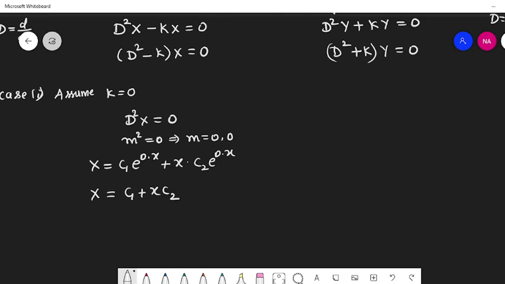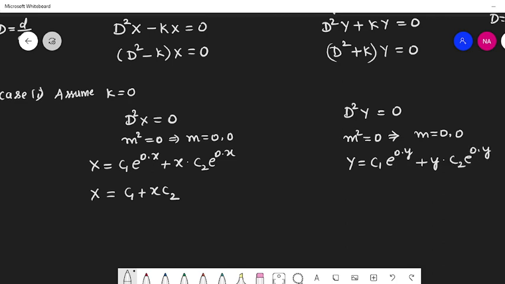If you come to this, here we get D squared Y equals 0. So from that, m squared equals 0 is the auxiliary equation, so m equals 0, 0. So capital Y equals c1 e power 0 into y plus, with repetition of the root, y into c2 e power 0 into y. See, we have already used c1 and c2, right? So let us write c3 and c4. It is c3 plus c4 y.